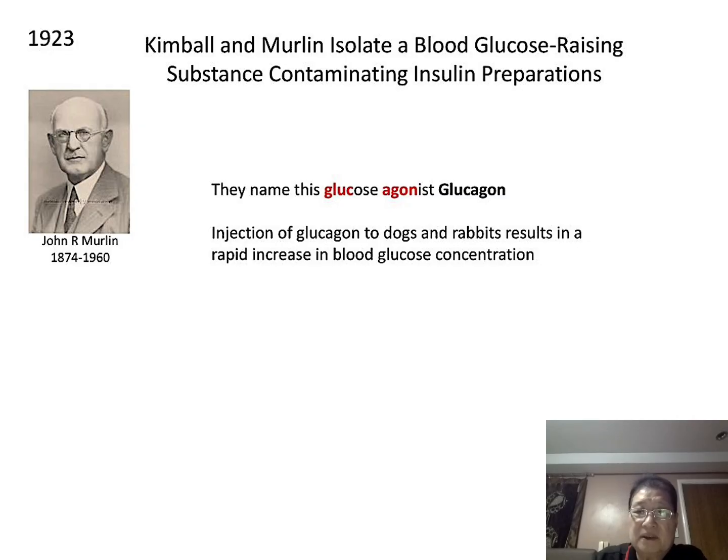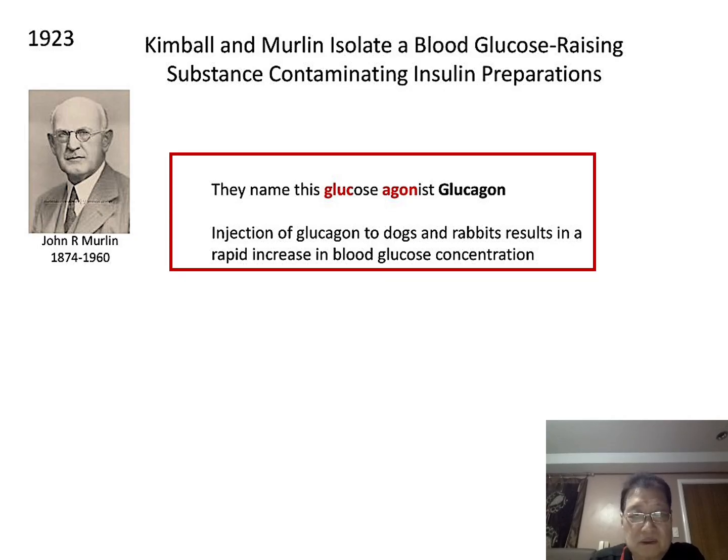However, it was John Murlin, together with Charles Kimball, who discovered the impurity in the early preparation of insulin. They called it a toxic fraction causing a rise in blood glucose. So they coined the term glucagon from the two words glucose agonist.